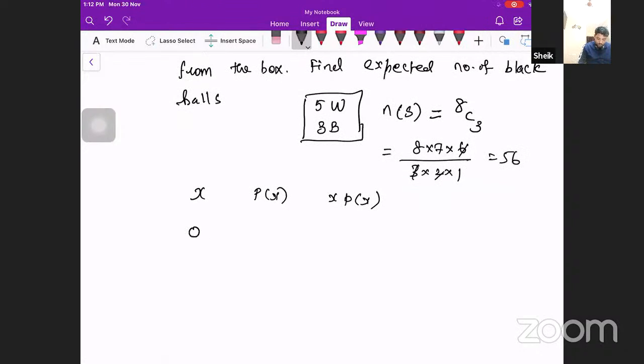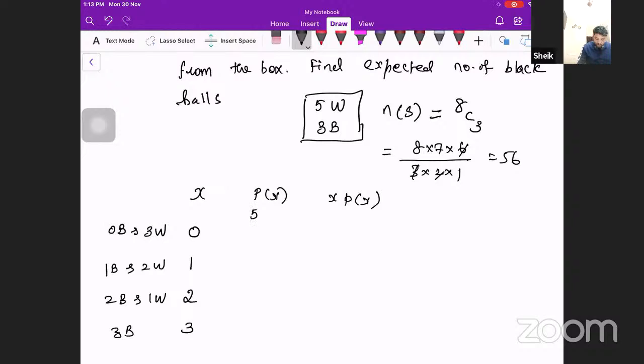There can be no black ball, there can be 1 black ball, there can be 2 black balls, or there can be 3 black balls, all 3 are black balls. These are the possibilities, right? 0 black means all 3 are white. 1 black and the remaining 2 are white. 2 blacks, 1 is white. 3 black, no white.